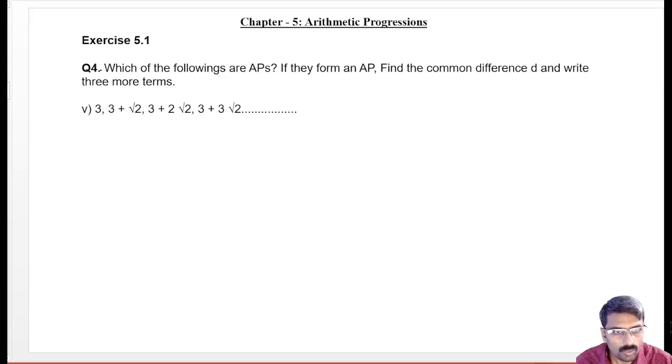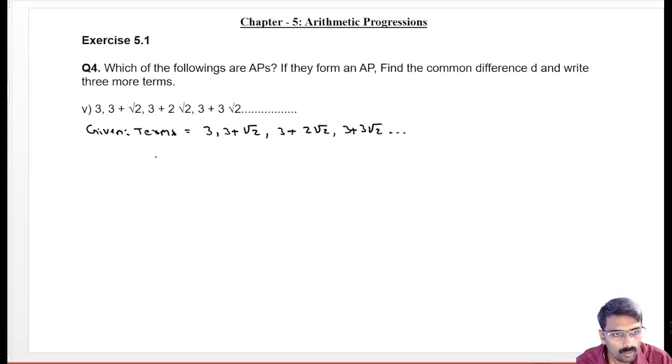Our next sub question is question number 5. So that is given terms 3 comma 3 plus root 2 comma 3 plus 2 root 2 comma 3 plus 3 root 2. First term A would be equals to 3.